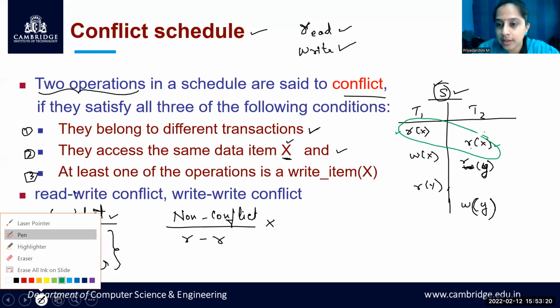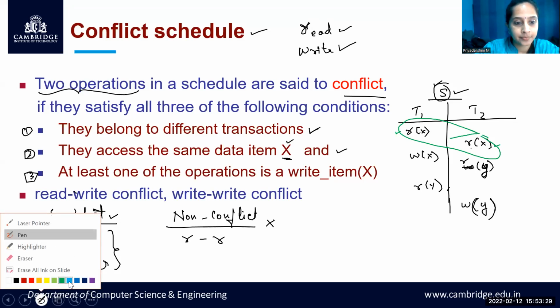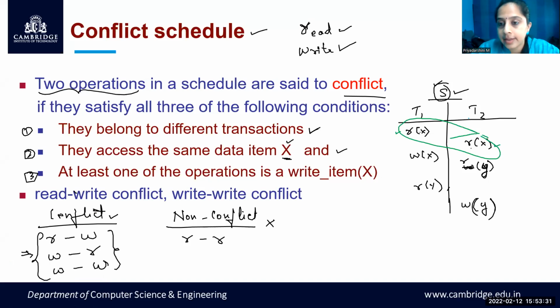Come back to the next one. What is the next operation? T2. Some problem with this. Next is read of X followed by write of X. What happens with this? Is this a conflict?